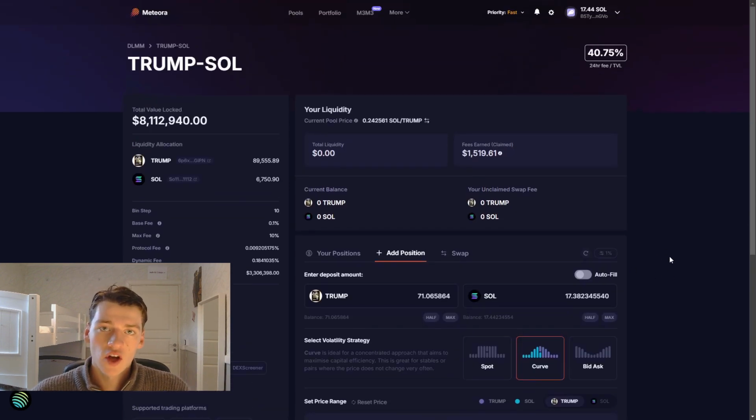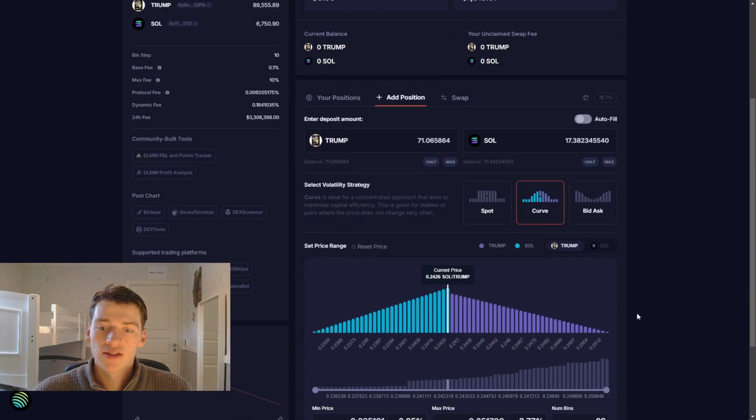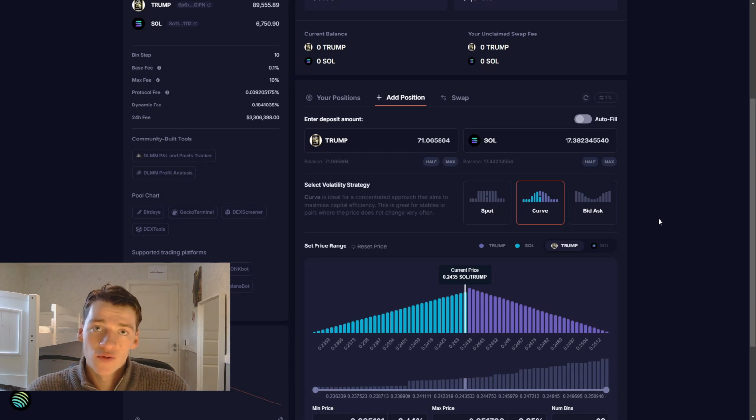Now, a strategy with a curve is that I'm putting most of my pool right where the price is, and it's slowly decreasing the further away it gets from price. Basically, the opposite of bid-ask. And this basically signals that you think the price is going to stay around where it is, maybe move a little bit, because if it goes really high or really low, then you're not going to be trading anything at all.